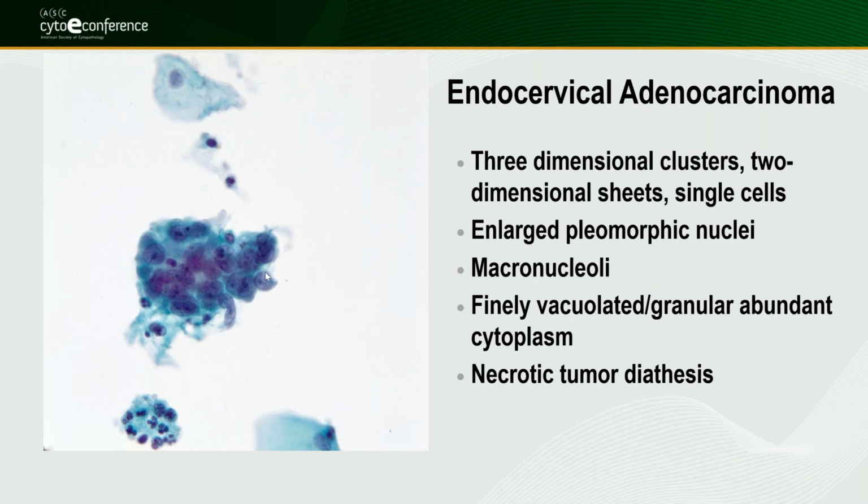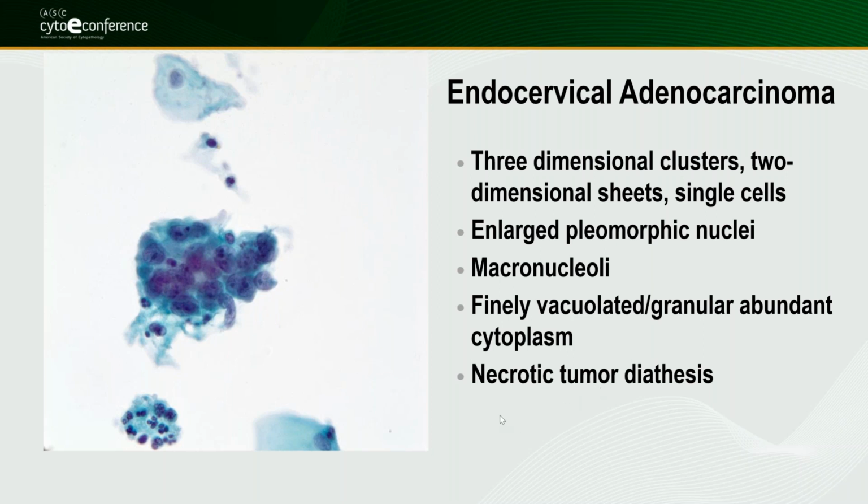It has three-dimensional groups. The cells are bigger, and they have enlarged pleomorphic nuclei. Typically, they'll have granular cytoplasm, macronucleoli, and a disorganized arrangement, and the cells are bigger, so you can tell they are adenocarcinoma. Once it's at this level, it's actually not that hard, though it may be challenging to decide if this is endocervical adeno, endometrial adeno, or some other adeno. But in general, this is actually not a problem.